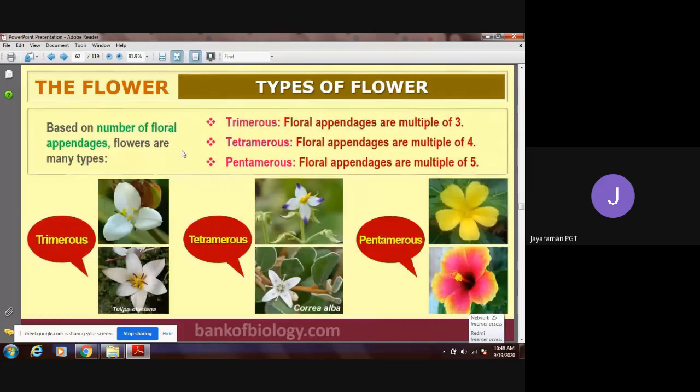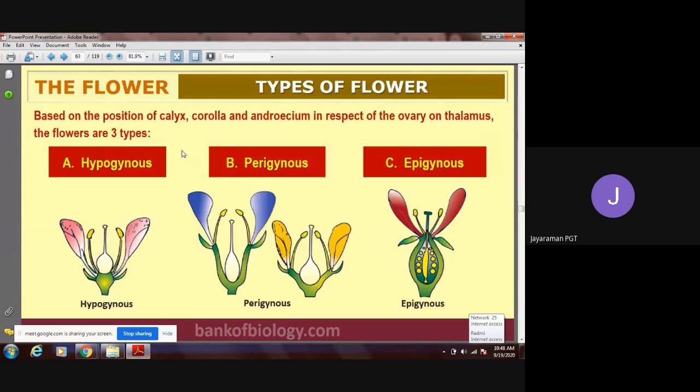Then the number of floral appendages: number of sepals, petals, stamens. Based on that, the flowers are divided into trimerous, tetramerous, pentamerous. The flowers have appendages or floral parts in 3 and multiples of 3, trimerous; 4 and multiples of 4, tetramerous; 5 and multiples of 5. If you have 5 sepals, 5 petals like that, it is known as pentamerous. So up to here we discussed in the last class.